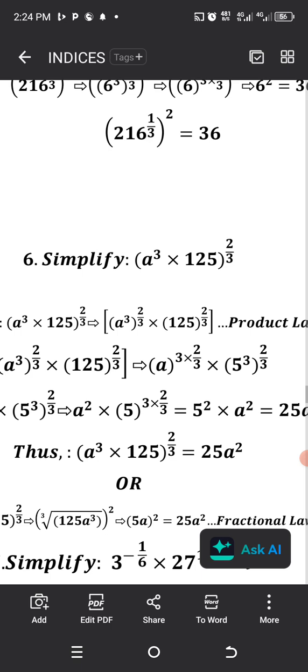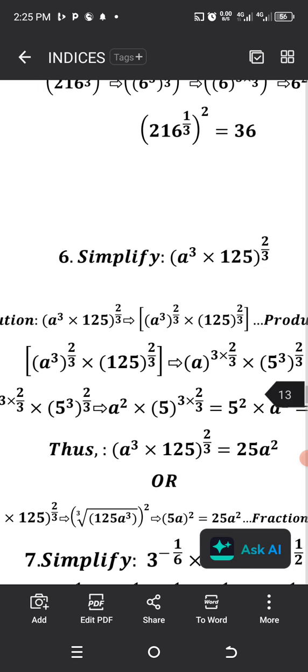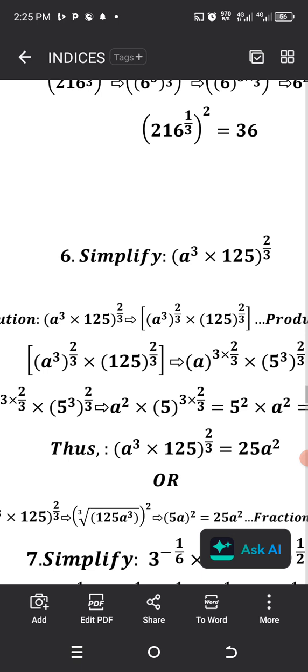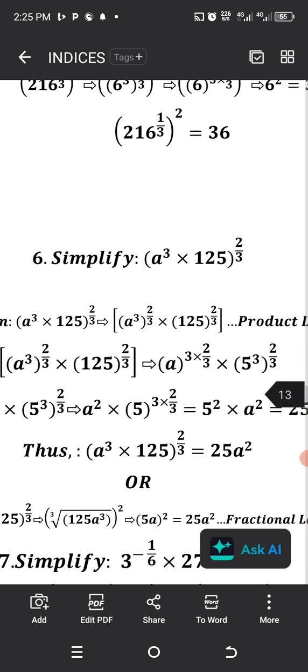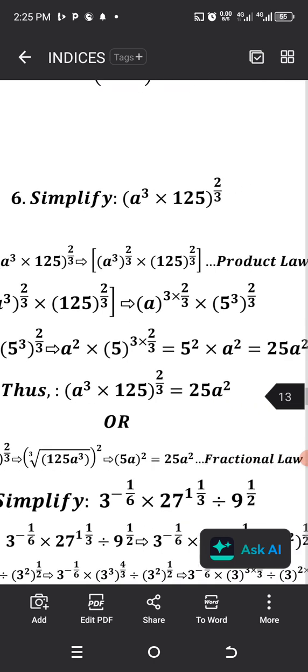So via splitting, you can see that the expression inside the parentheses, a raised to power 3 multiplied by 125, all raised to power 2 over 3, has now changed to: inside the parentheses, a raised to power 3, all raised to power 2 over 3, multiplied by, inside the parentheses, 125 all raised to 2 over 3. And you see that it's all raised to power 2 over 3. So that fractional index that is outside the parentheses is now multiplying everything inside the parentheses. So you can see, simplify further.